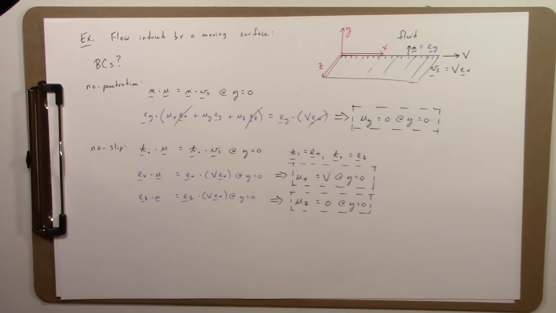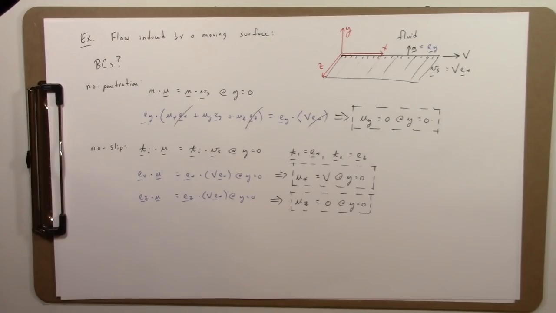A lot of the flows we'll talk about will be simplified flows, two-dimensional flows, and therefore we'll have one no-penetration and only one no-slip condition for that particular flow. Okay, so that completes our discussion for fluid-solid interfaces.